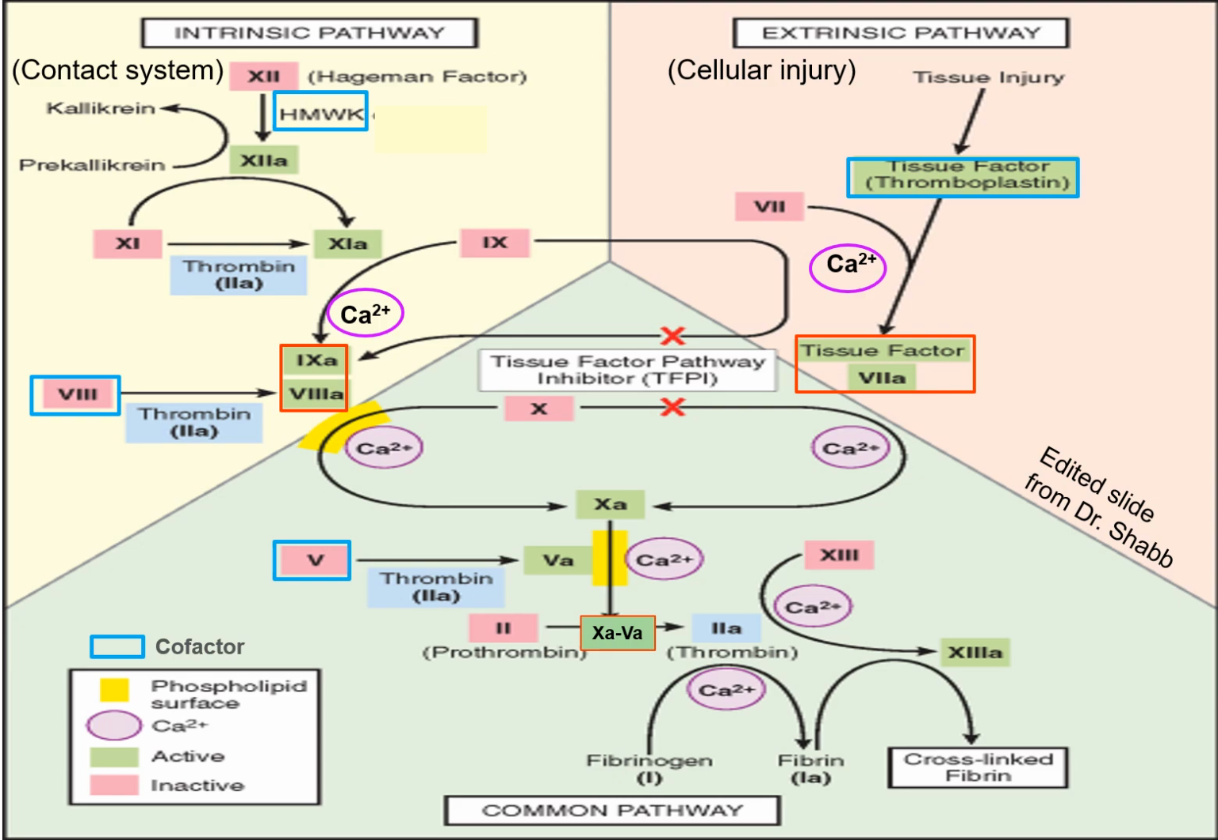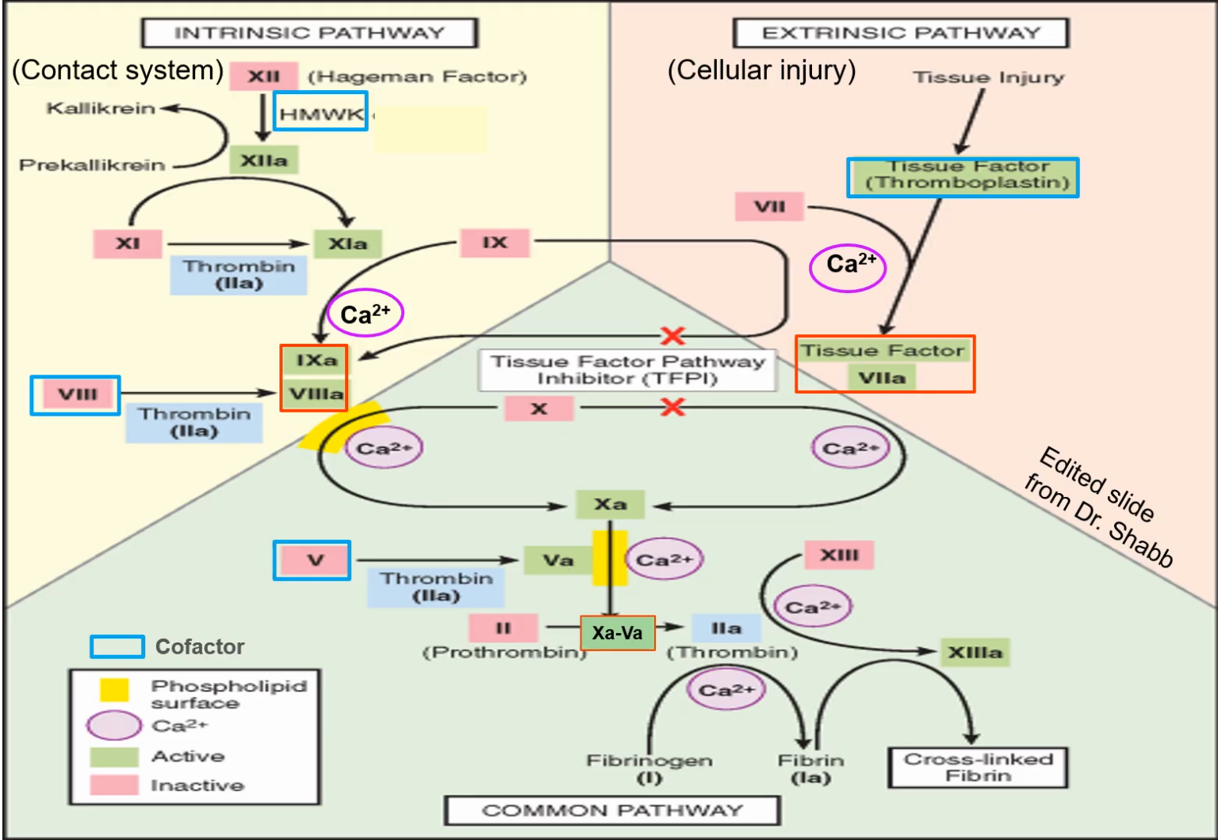Now, the few things that I want to point out are the following. What we have in yellow is the phospholipid surface of the platelets. So remember that all of this is really happening around the platelet, and we need the phospholipid surface of the platelet for some of the pathways to occur. Also, we need calcium. Calcium is very important into several of the reactions.